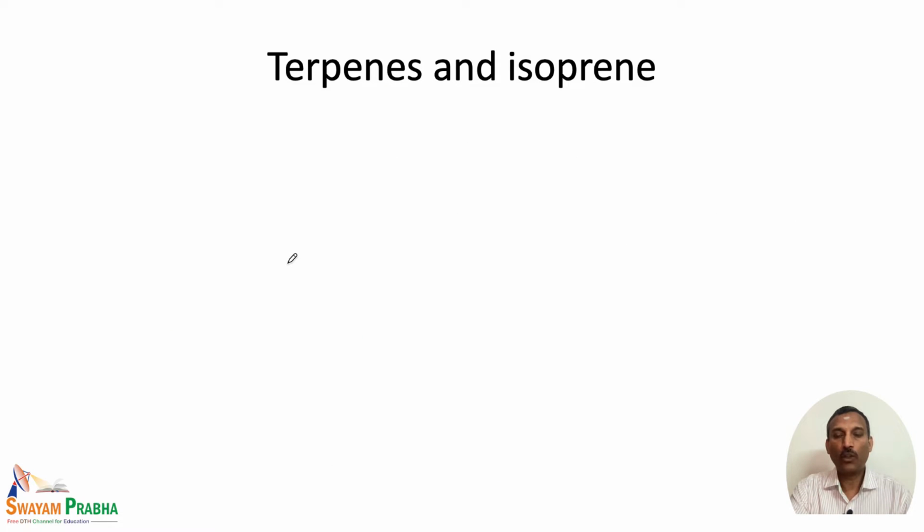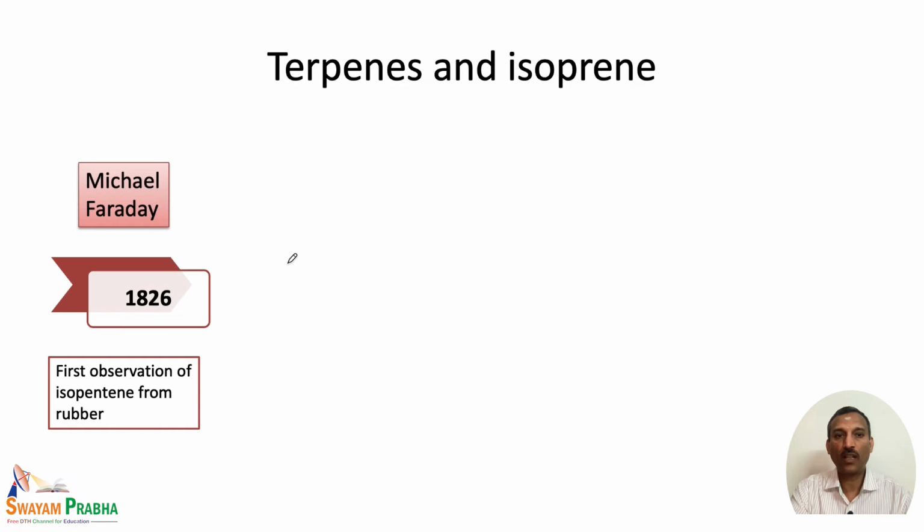So we have been talking about the C5 unit. The C5 unit is actually called the isoprene unit, and Michael Faraday in 1826 first observed isopentene from rubber. So he first observed that natural rubber actually contains a compound isopentene. So he was the first one to find out that there is a C5 unit present in rubber.